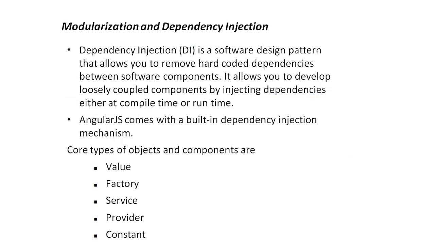The next one is dependency injection. Dependency injection (DI) is a software design pattern that allows you to remove hard-coded dependencies between software components. It allows you to develop loosely coupled components by injecting dependencies either at compile time or runtime. AngularJS comes with a built-in dependency injection mechanism. Core types of objects and components are value, factory, service, provider and constant.